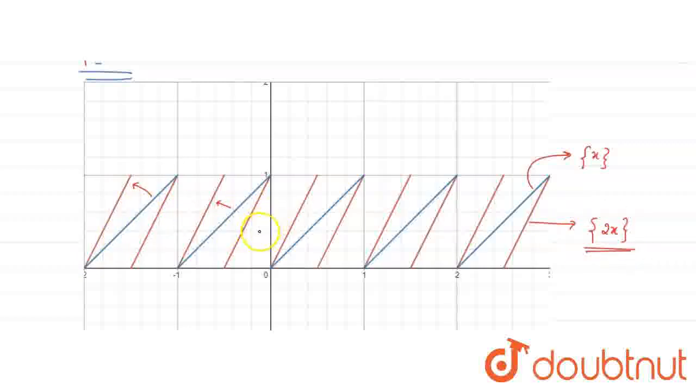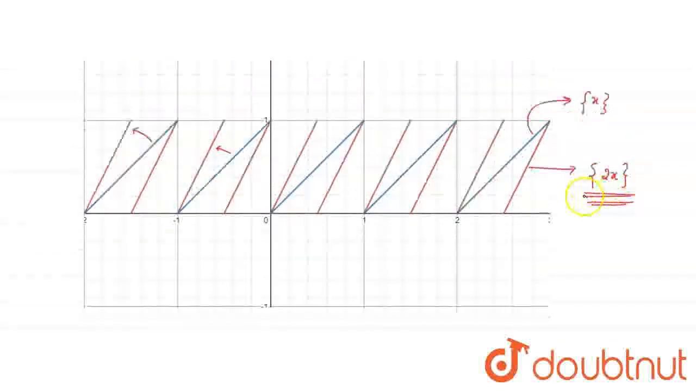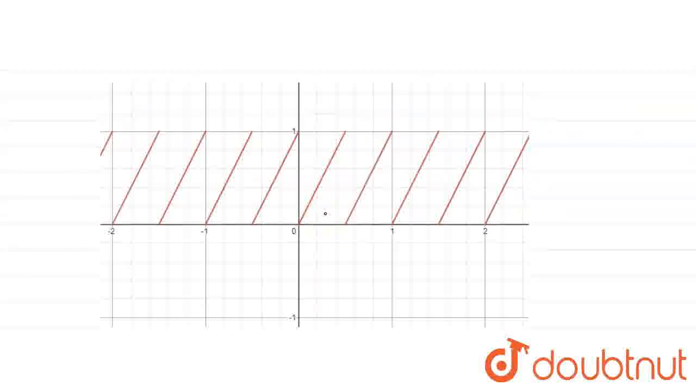So let us plot this graph again, only the graph of the fractional part of 2x. So this is the graph of the fractional part of 2x. For this graph, the function is y is equal to the fractional part of 2x. This is the x-axis, this is the y-axis, and this graph goes in both directions. So this is the final solution.